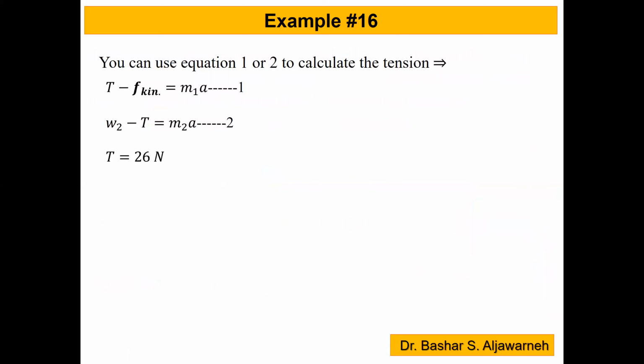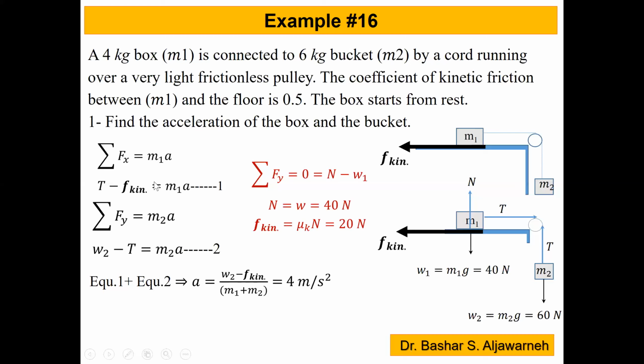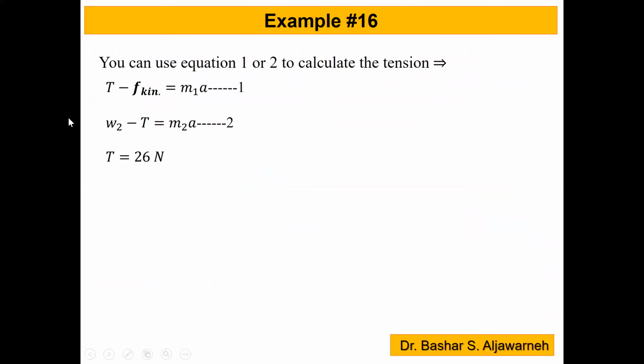Second part, to calculate the tension, go back to those two equations. Acceleration is known, friction force is known. So all you have to do is substitute the acceleration into either equation 1 or equation 2. Then the tension will be 26 Newton.